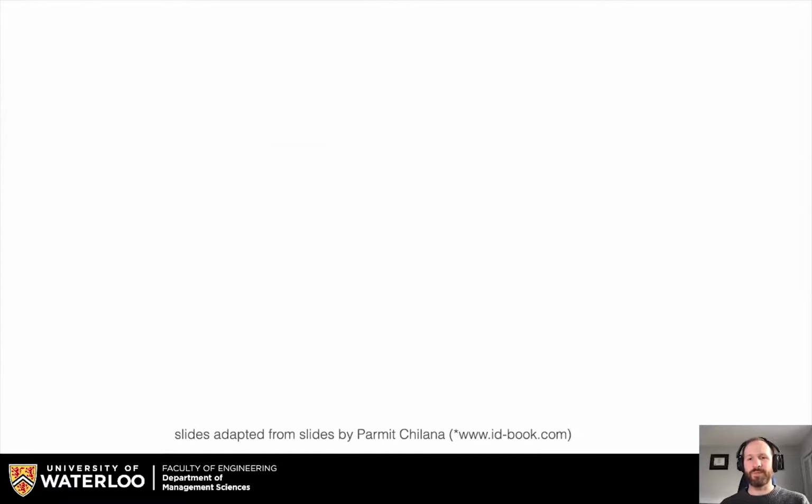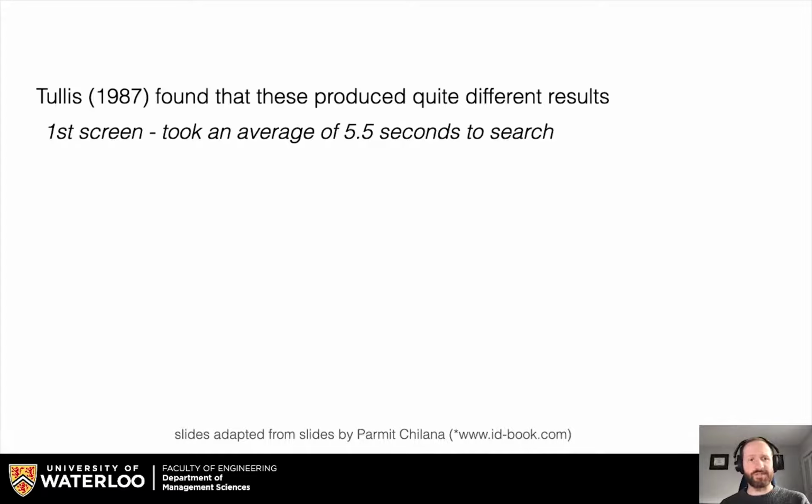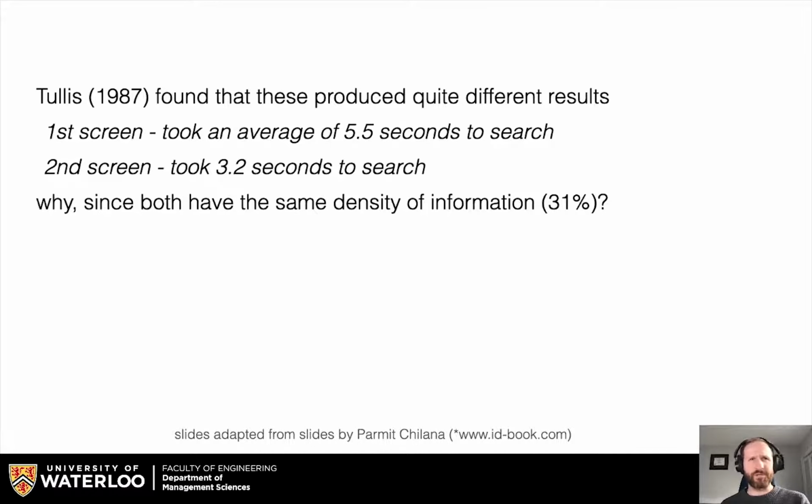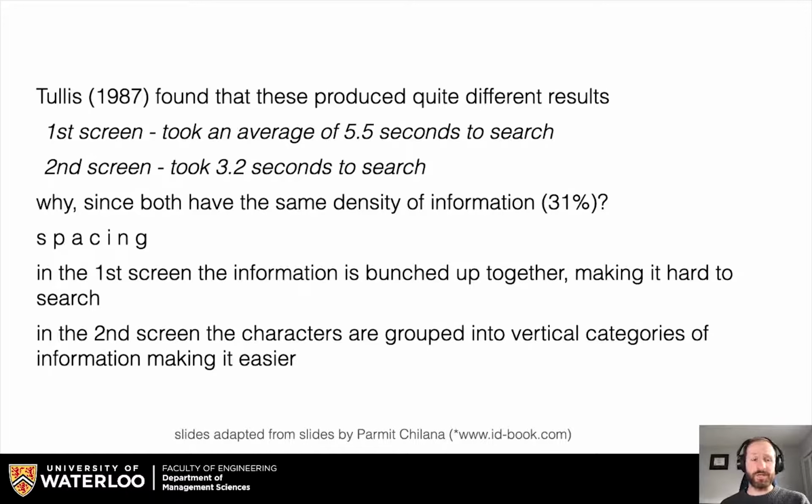Done. Which of those things was easier? Tullis in 1987 found that these produced quite different results. The first screen took an average of 5.5 seconds to search, and the second screen took about 3.2 seconds to search. Why is this the case, since both have the same density of information, about 31%? Spacing. In the first screen, the information is bunched up together, making it hard to search. In the second screen, the characters are grouped into vertical categories of information, making it easier.